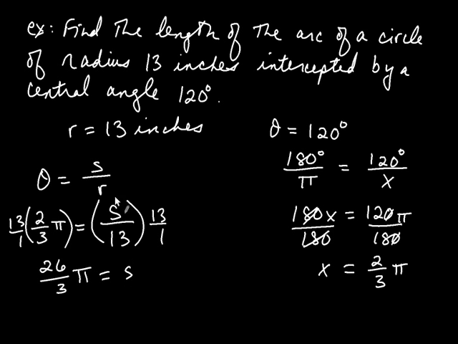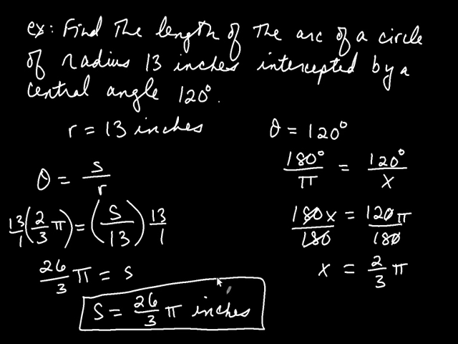Now remember, the arc length and the radius have the same units. Now R is in inches, right? So that means the arc length is in inches as well. So our answer is this. The arc length is equal to 26 over 3 times pi inches. It's a measure, it's a length, arc length. Okay, let's try another one like that.